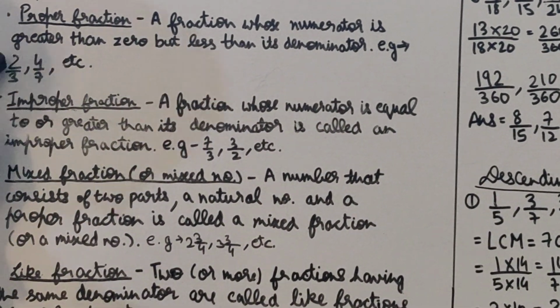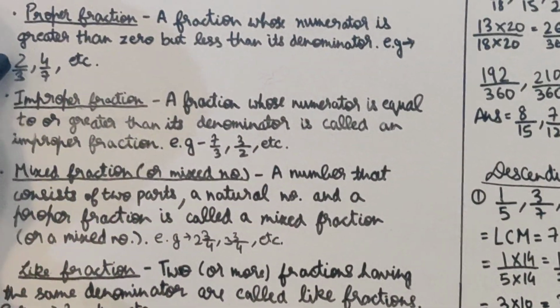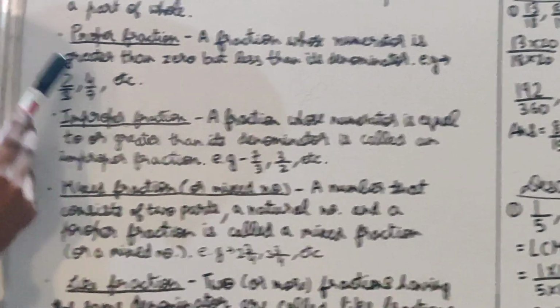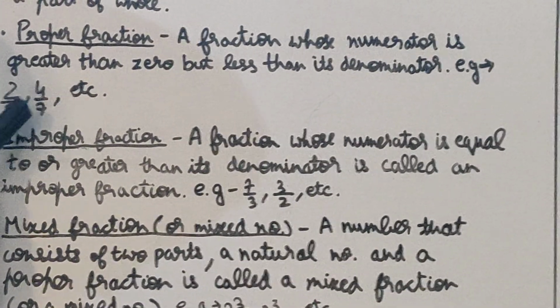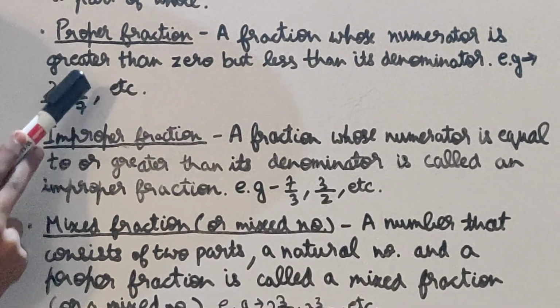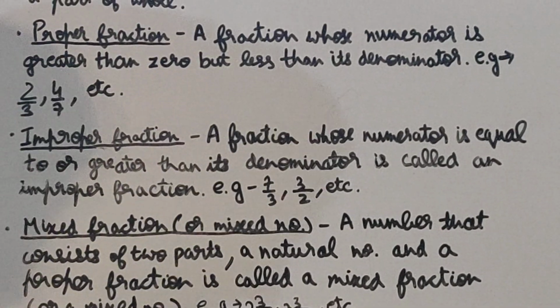So 2 is greater than 0. A fraction whose numerator, 2 is numerator and it is greater than 0 but less than denominator, as 2 is smaller than 3. Same is the case with 4/7. 4 is smaller than 7. So these two are proper fractions.